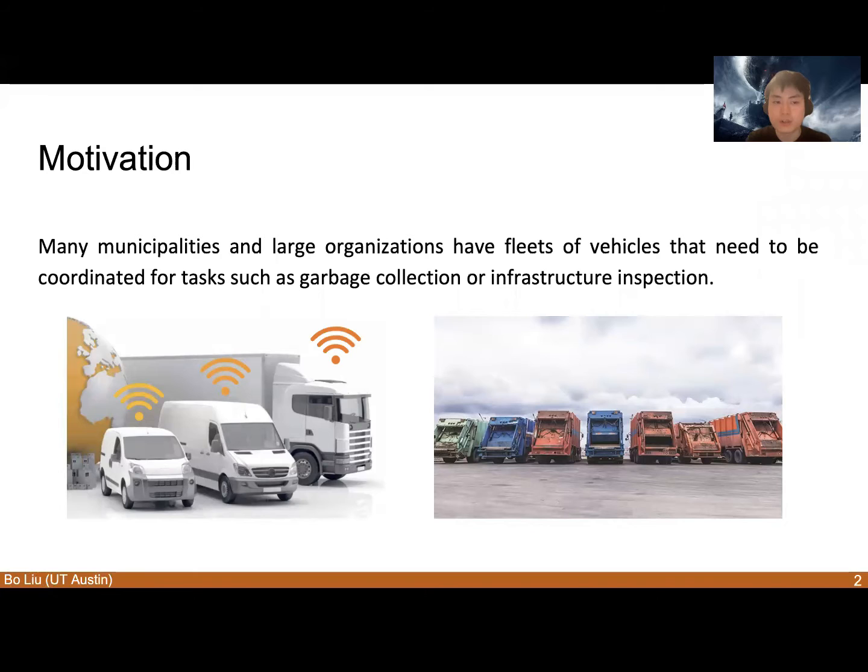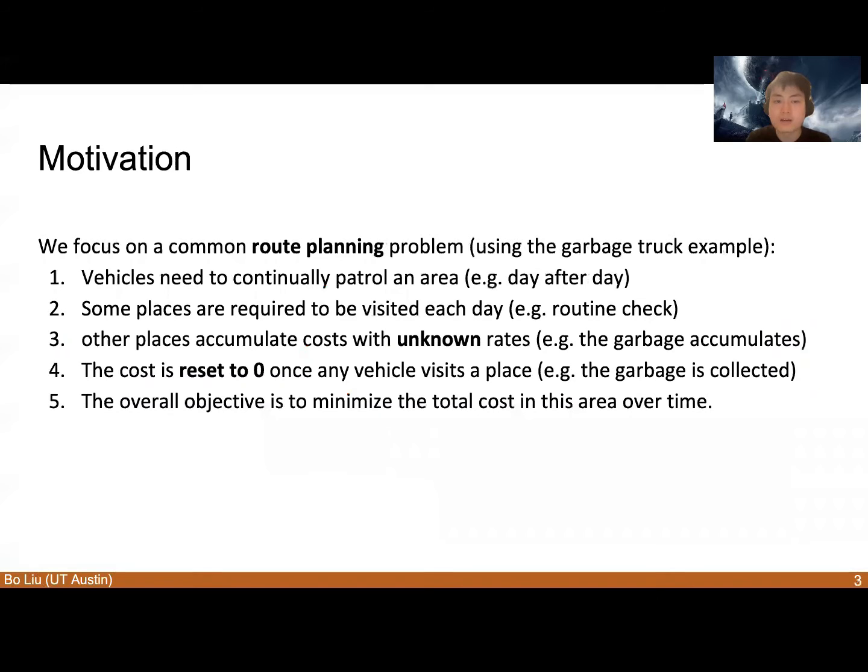To motivate our work, we know that many municipalities and large organizations have fleets of vehicles that need to be coordinated for tasks such as garbage collection or infrastructure inspection. We focus on a very common route planning subproblem, and we will use a garbage truck example to describe it. First, vehicles need to continually patrol an area day after day. Some places are required to be visited each day. For example, we want to do some routine check.